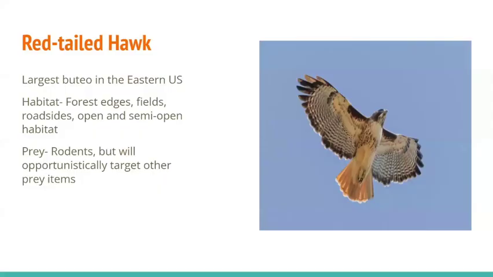So the first and probably the most iconic of these species is the red-tailed hawk. So they're actually the largest buteo in the eastern US, and they're pretty diverse when it comes to their habitat, though we typically tend to see them on forest edges, fields, roadsides. You can also find them in some forested habitat. And then for prey, they typically target rodents, but they are pretty opportunistic and will also scavenge if the opportunity presents itself.